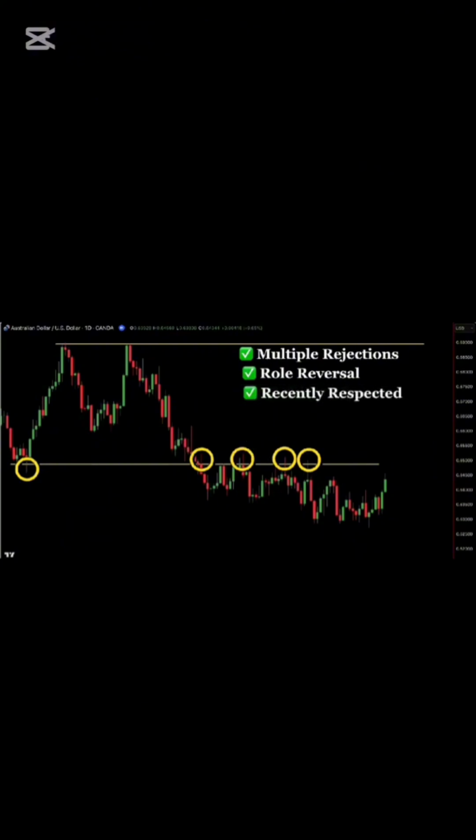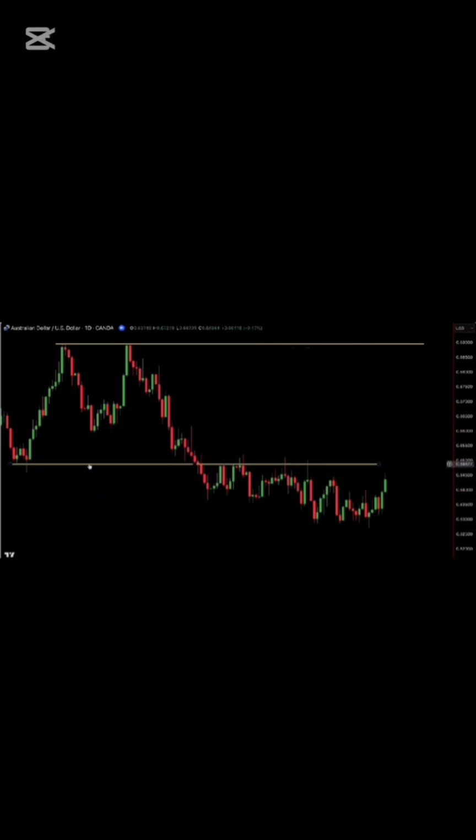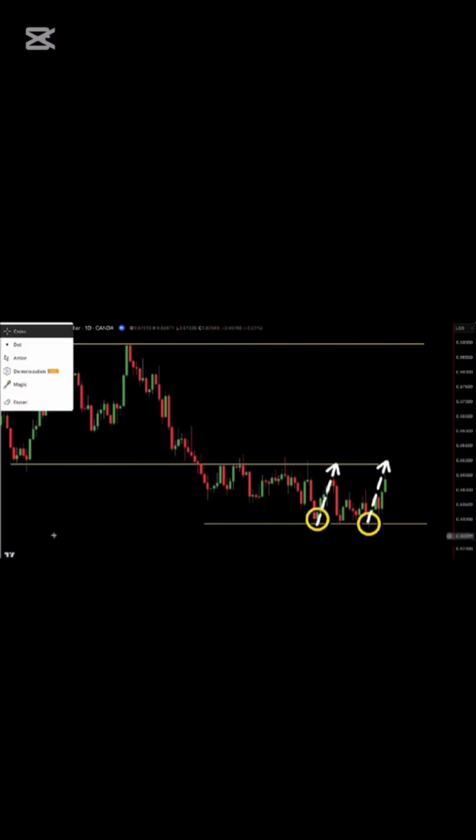Recently respected. Since price has reacted to this level in the current market conditions, it remains relevant for trading decisions. Strong price movements. Every time price touched this level, it moved away drastically, proving its importance. Easily identifiable. A strong level should be obvious at first glance, and this one clearly meets that requirement. Now, moving further down, we spot a key support level where price bounced twice, confirming its strength.